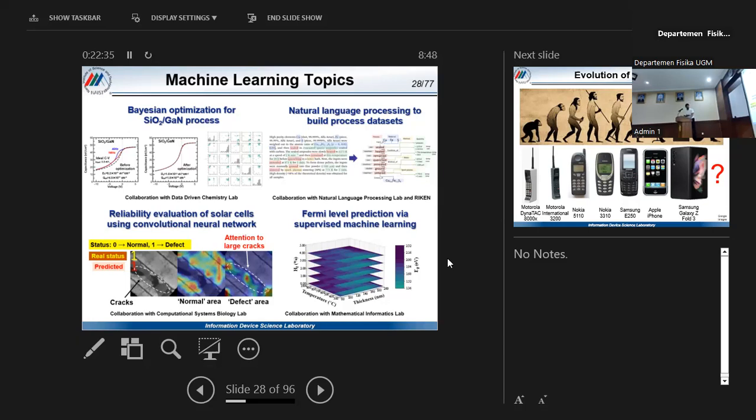And also using image or deep learning in order to evaluate the reliability of solar cells. So we use imaging to predict, like, the cracks in the solar cell. And I'll discuss this today. So we use machine learning at the level of the materials. So let me proceed to my talk.